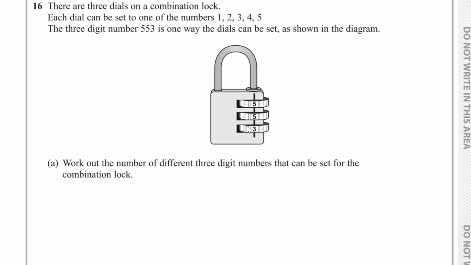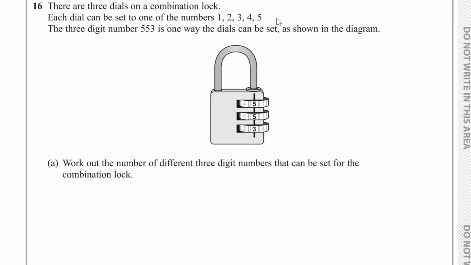So for this question, we need to recognize that we've got 3 different dials on the combination lock. So for the first dial, we can either choose the numbers 1, 2, 3, 4 or 5. The second dial, we can choose either the number 1, 2, 3, 4 or 5. And for the third dial, we can either choose the number 1, 2, 3, 4 or 5.